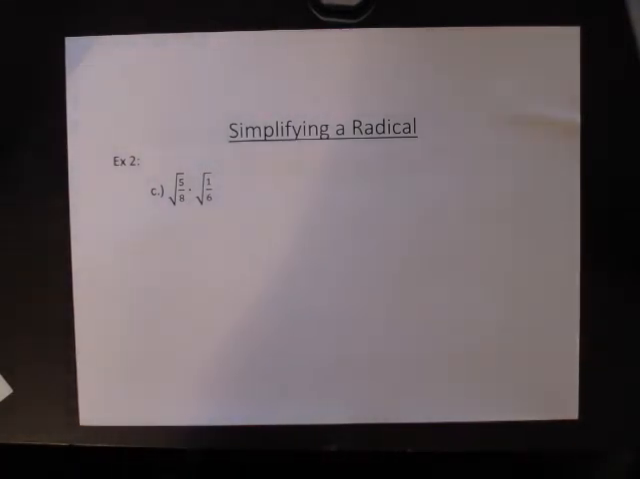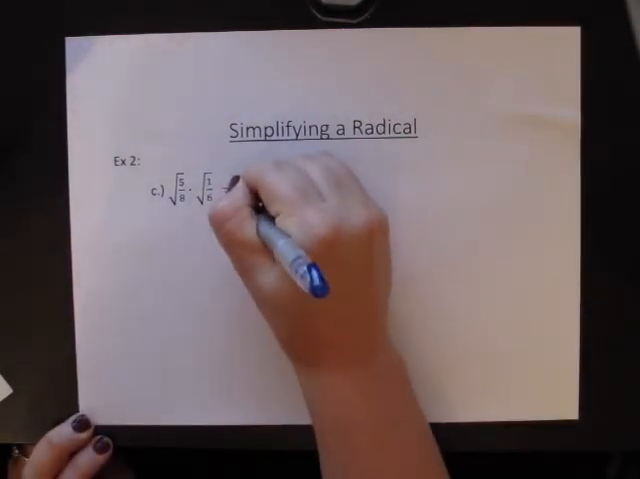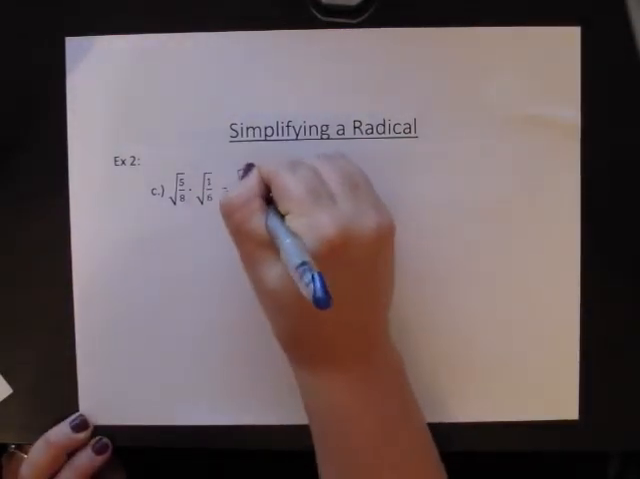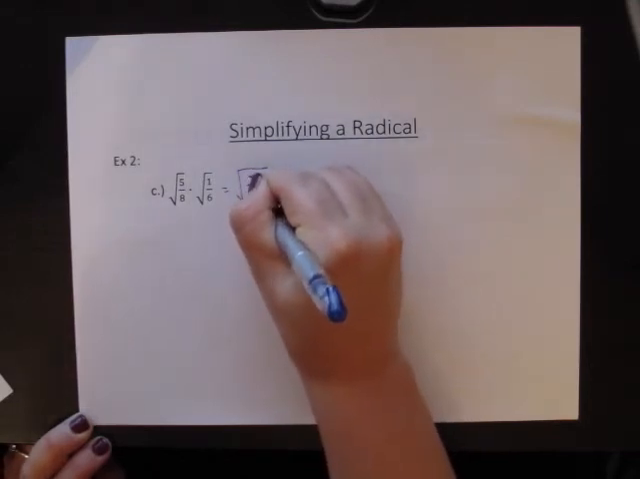Alright, so we have the square root of 5 over 8 times the square root of 1 over 6. First thing you want to do is multiply straight across. So 5 times 1 is 5. 8 times 6 is going to be 48.